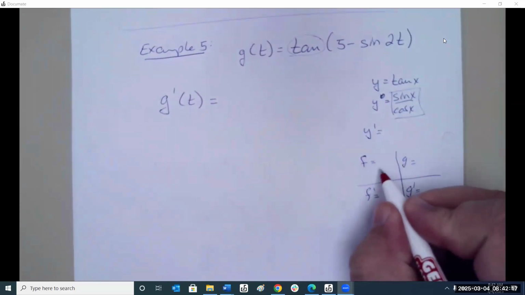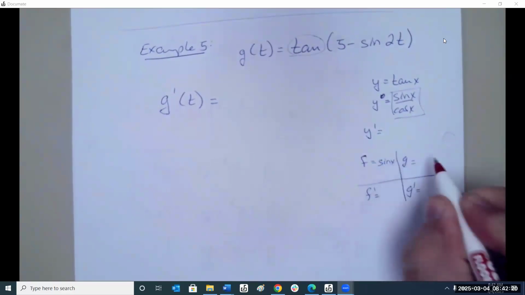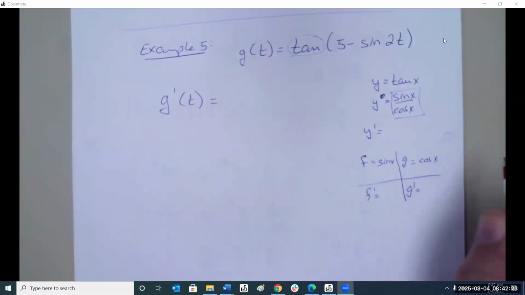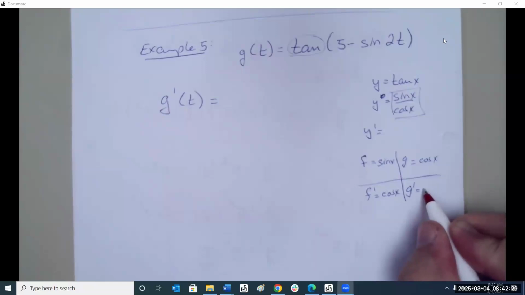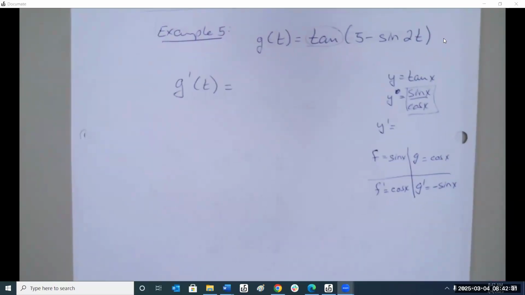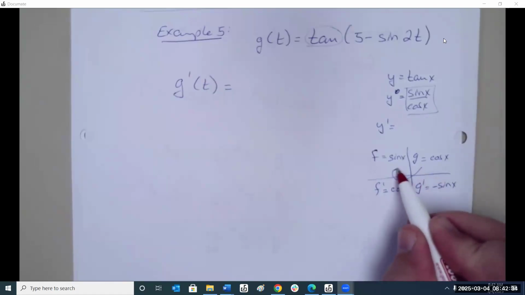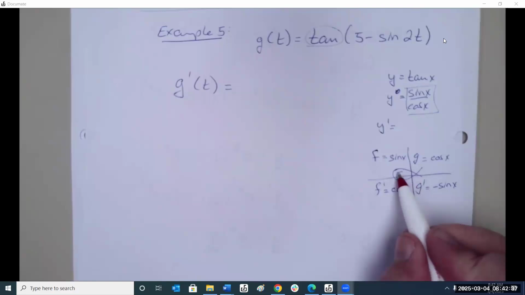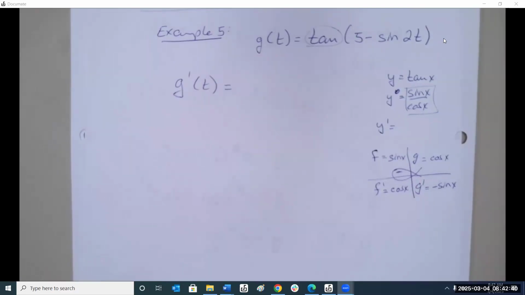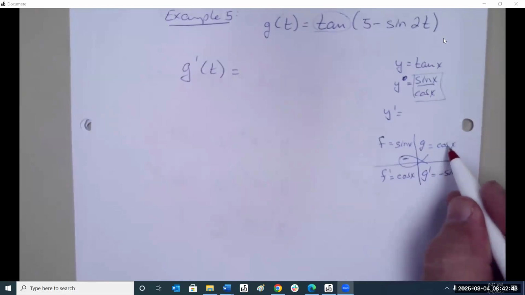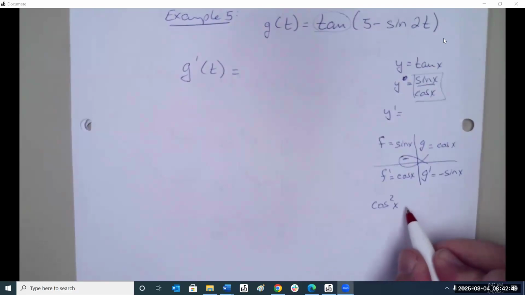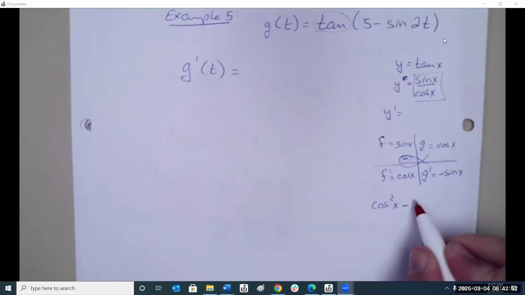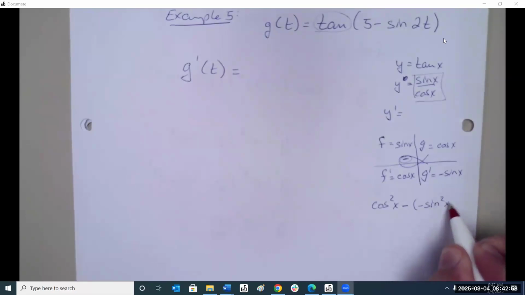So what is F? That's the numerator, and the denominator is G. So the derivative of sine is cosine, the derivative of cosine is negative sine x. Since it's a quotient, we put a minus sign. We subtract. So we get cosine times cosine is cosine squared minus, that's this one, sine times negative sine, which is negative sine squared x.